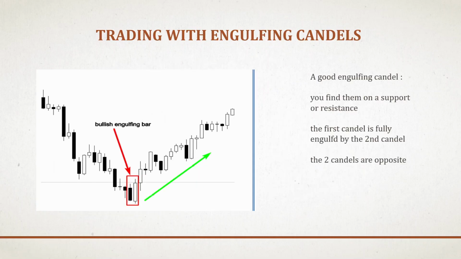Trading with infringement candle bars. A good infringement candle bar you find at a support or a resisting level. The first candle is fully infringed by the second one, so it eats it completely up, and they are two opposite candles. Normally they are two opposite candles, because the first one is where the market is going. It was a downtrend at this point. This is your support level.